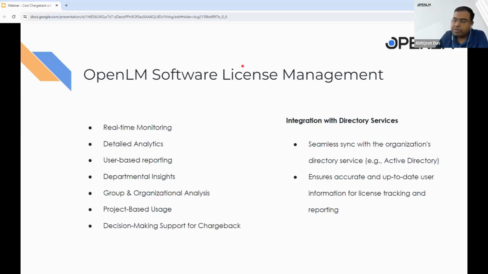Also, we can track project-based usage. So if a single user is working on multiple different projects, we can actually track the usage of each of those softwares and each project. And based on that, we can build our cost for billing purposes internally.